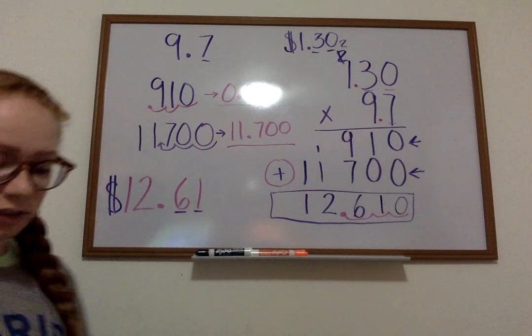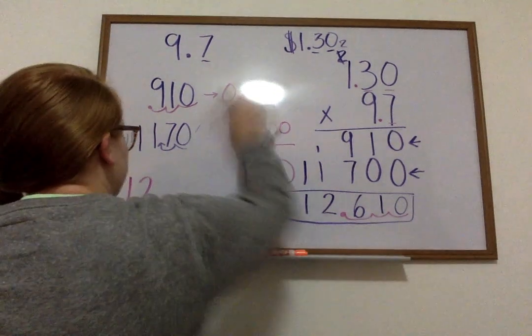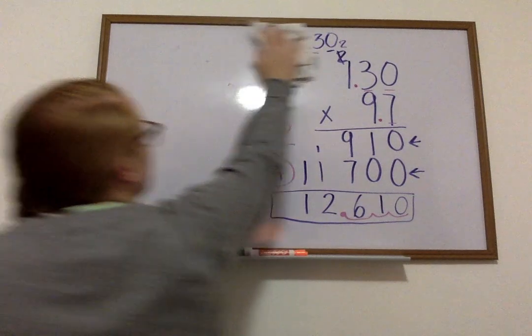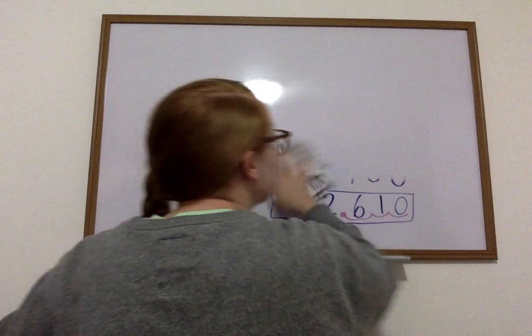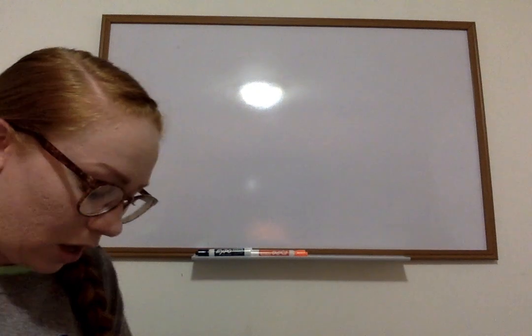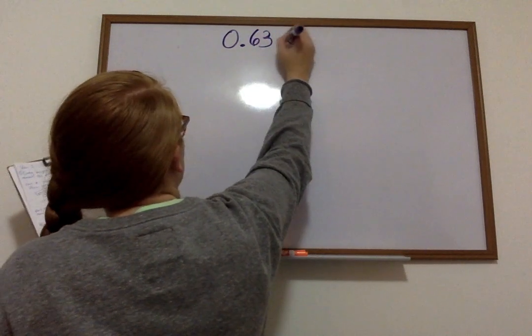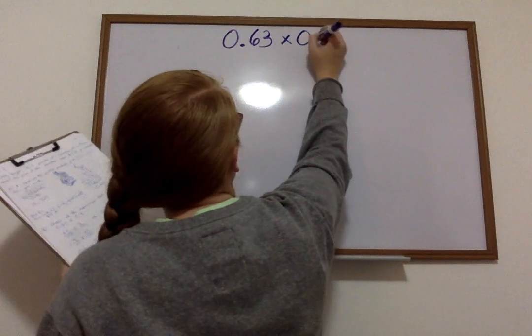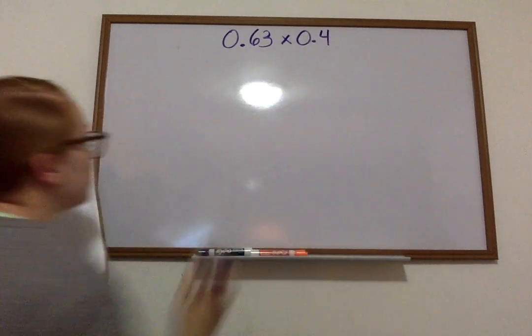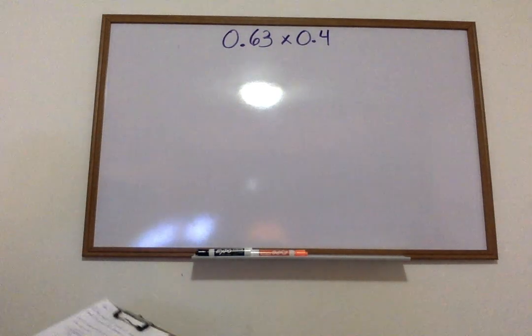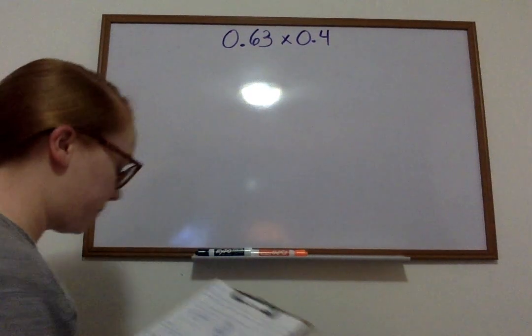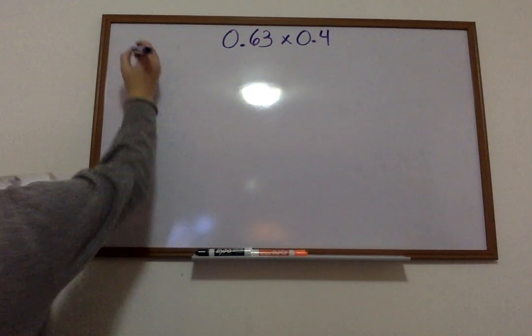Now let's look at our next question. Our next question says, choose all the expressions that are equal to 63 hundredths times 4 tenths. So you're going to have some problems that look like this on the test, quite a few honestly. So then it's going to give you some options.